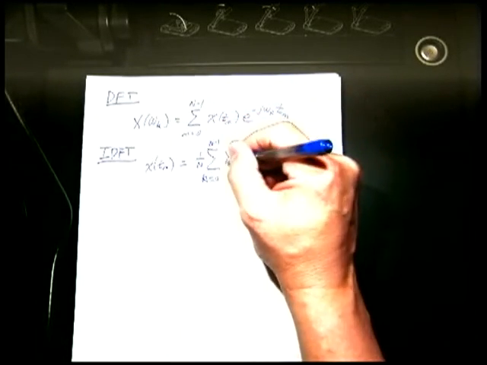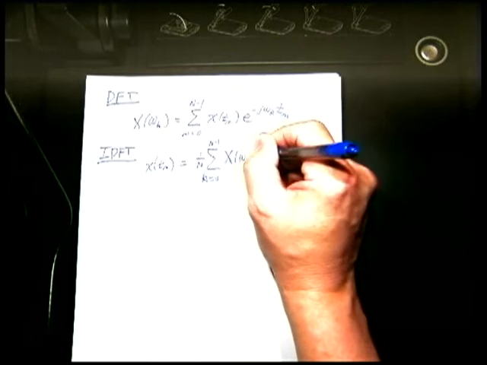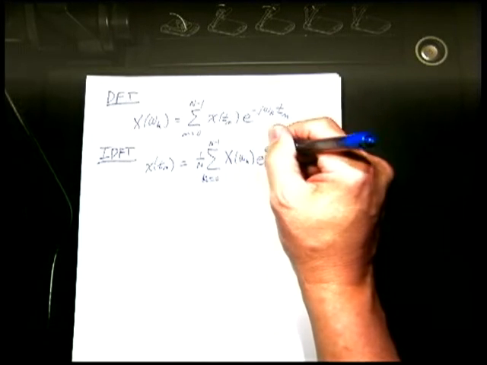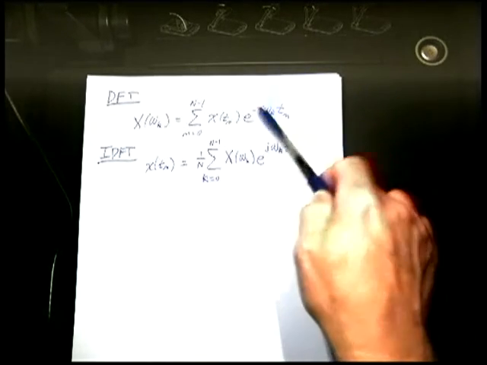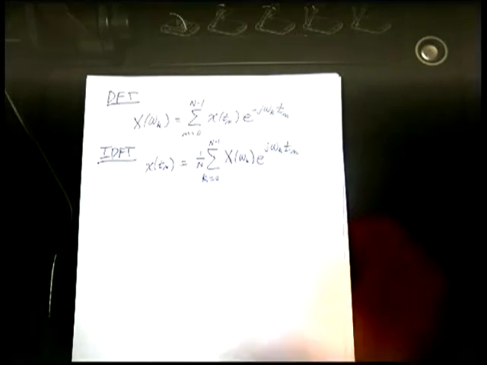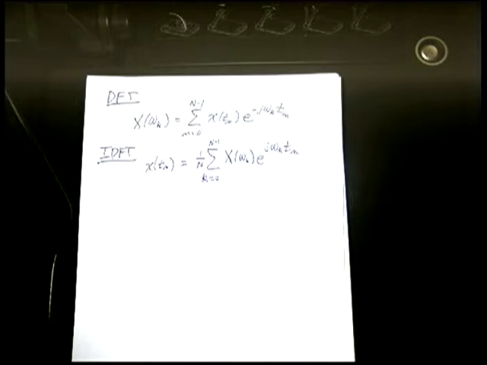Now we're summing over the spectrum x of omega sub k times e to the plus j omega sub k t sub n. If you get rid of the minus in the forward transform, then you have to put it in the inverse transform, which they did. So that's okay. I don't know who had this opinion, but they should have at least changed I to J.